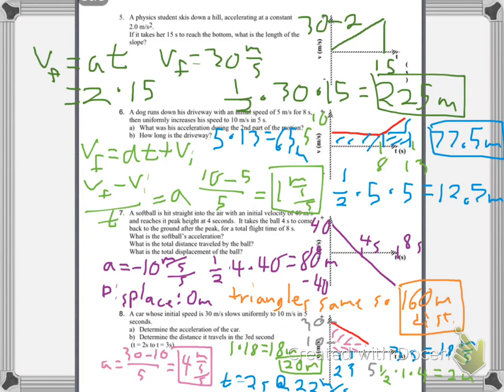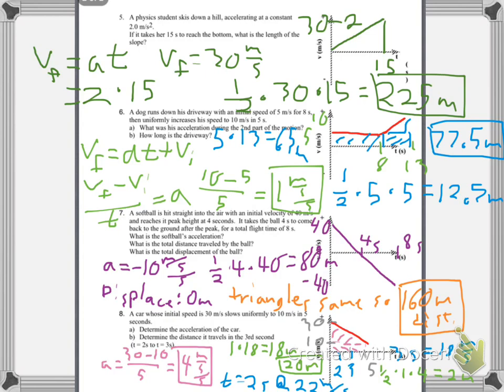And finally, number 8, a car whose initial speed is 30 meters per second slows to 10 meters per second in 5 seconds. What is the acceleration? We just want the slope. So to find the acceleration, we take v final minus v initial divided by the time. We know all of those values. Initial velocity of 30 meters per second, final velocity of 10 meters per second, and the amount of time is 5 seconds for a total acceleration of 4 meters per second per second.